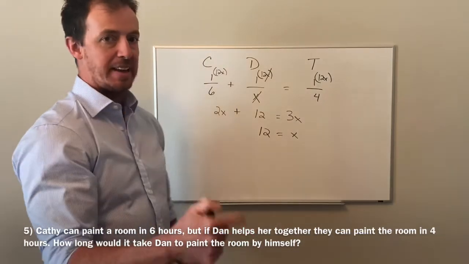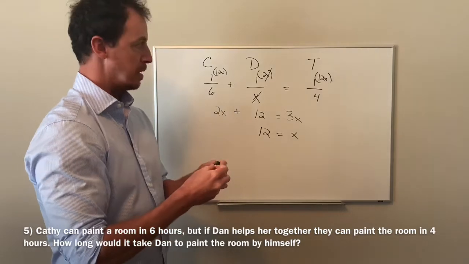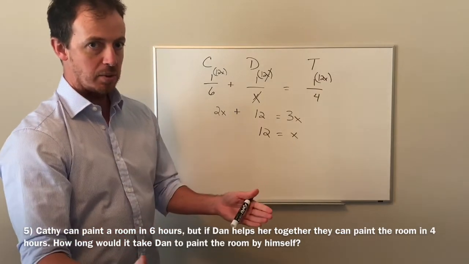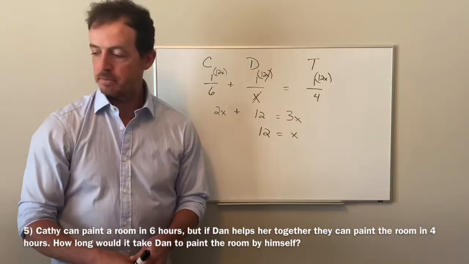That means that if Dan did it by himself, it would take him 12 hours. Kathy can do it in 6. Together they can do it in 4. Takes Dan 12 hours. That's it.